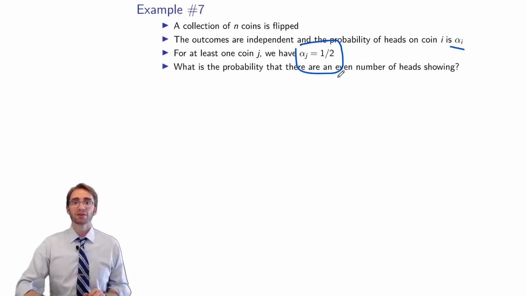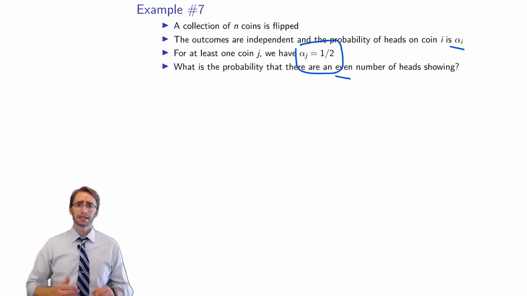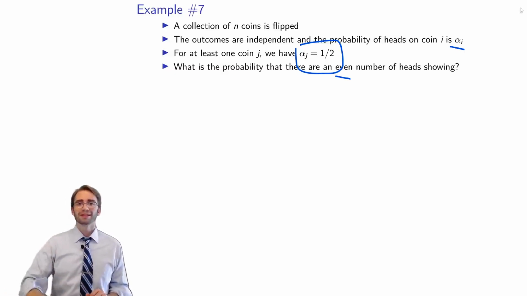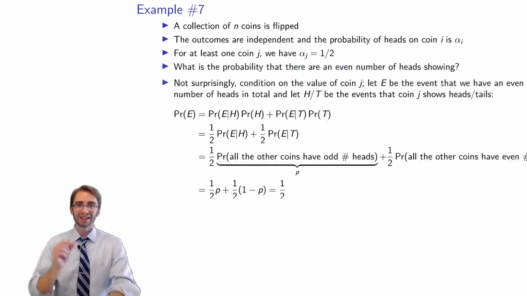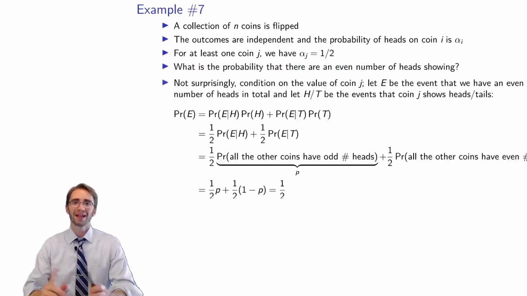And so we'll ask, what is the probability of an even number of heads showing when you flip all of these things? And I think I'll spoil the surprise a little bit, which is that the probability is 1/2 of an even number of heads, because everything hinges on that one fair coin. And let's work out how you would prove that mathematically, and that goes like this. The way you would attack this problem, not surprisingly, we've identified this one special coin j. So not surprisingly, you condition on that event.